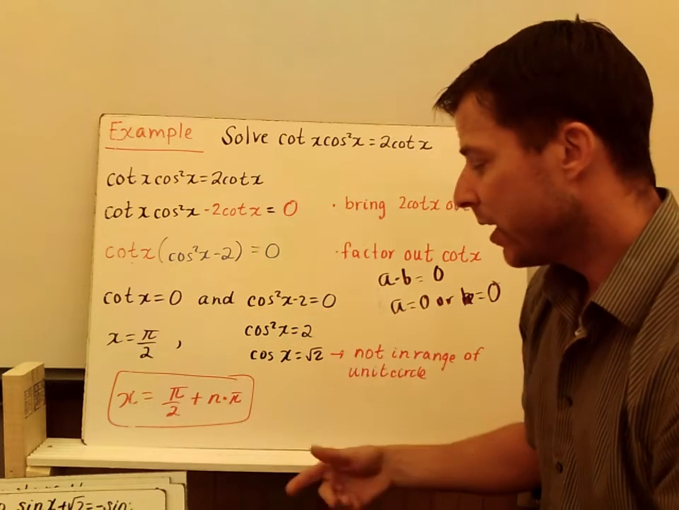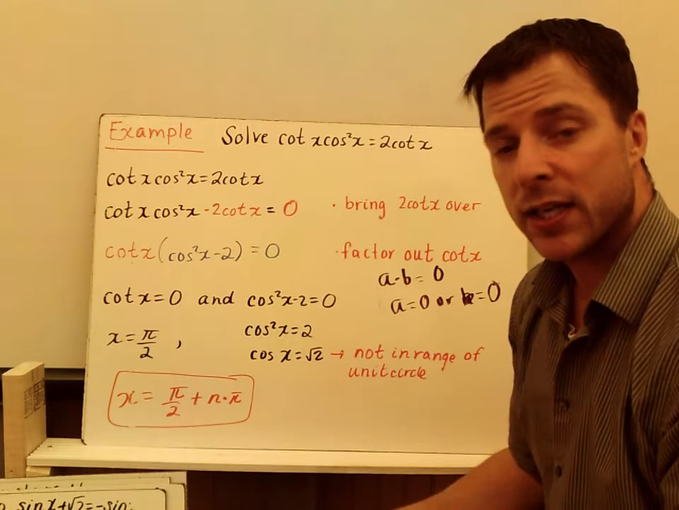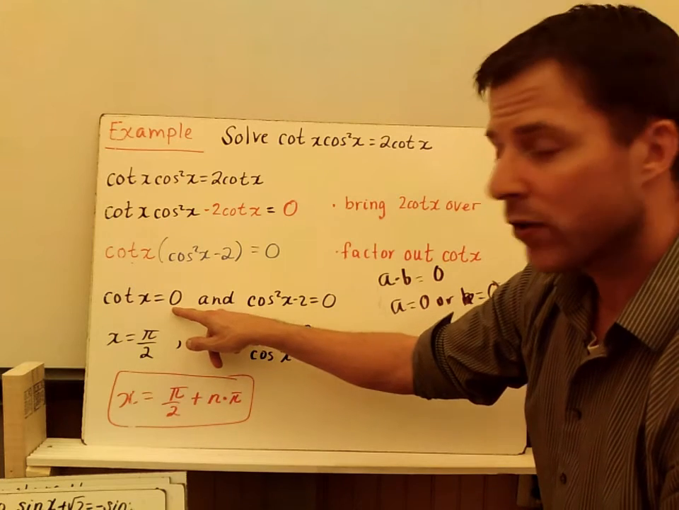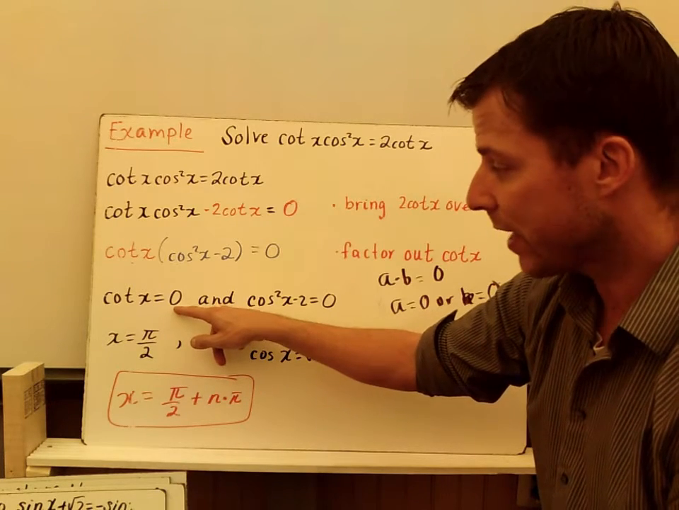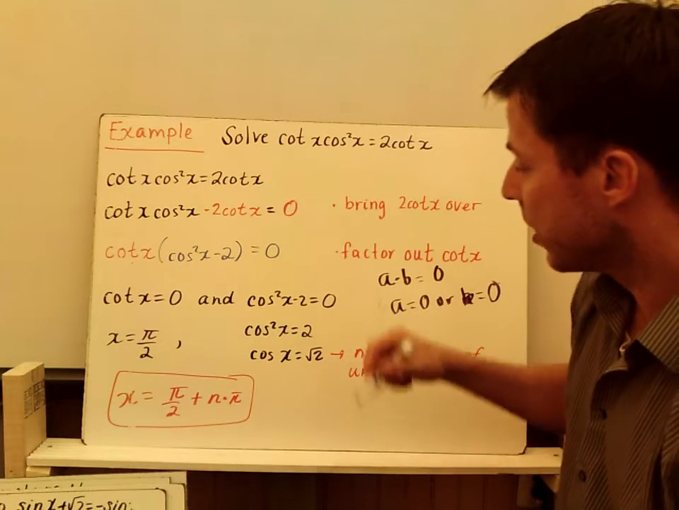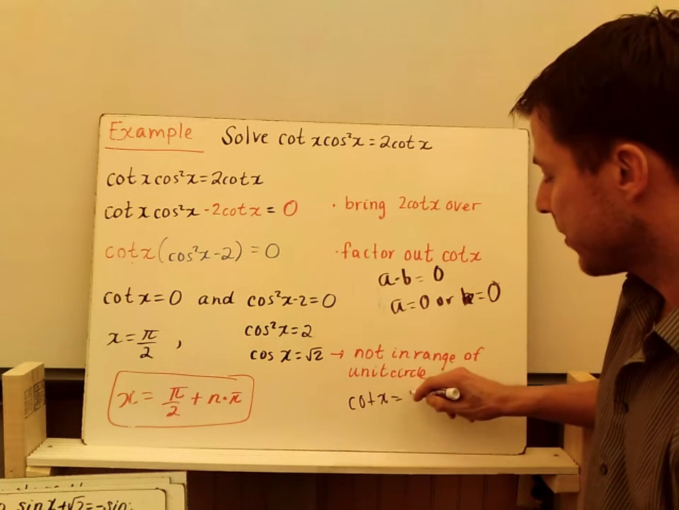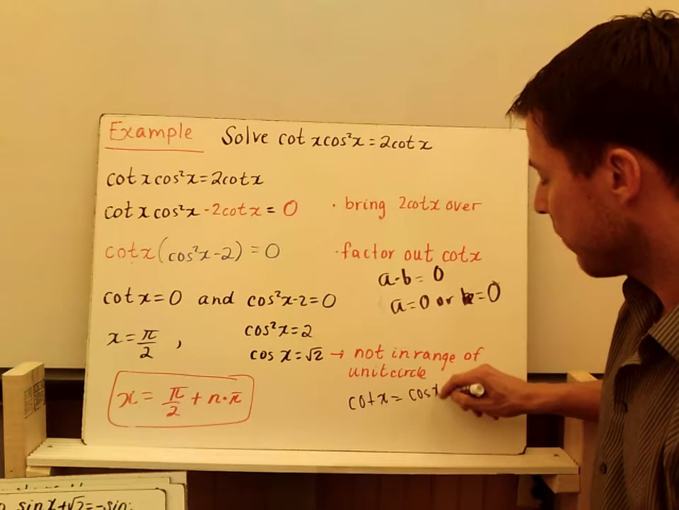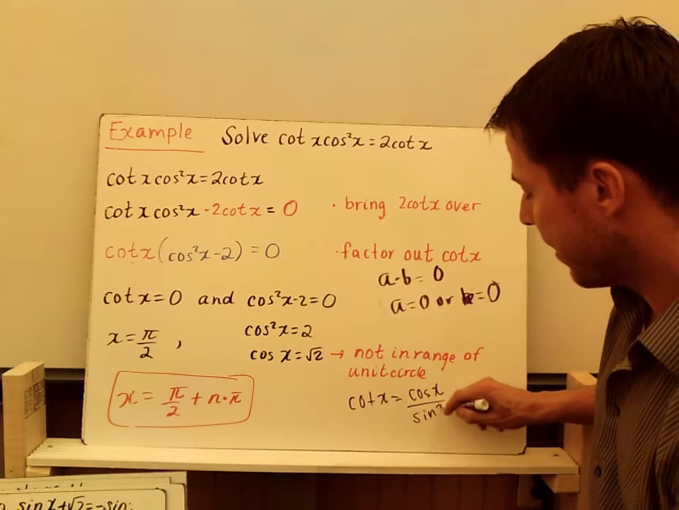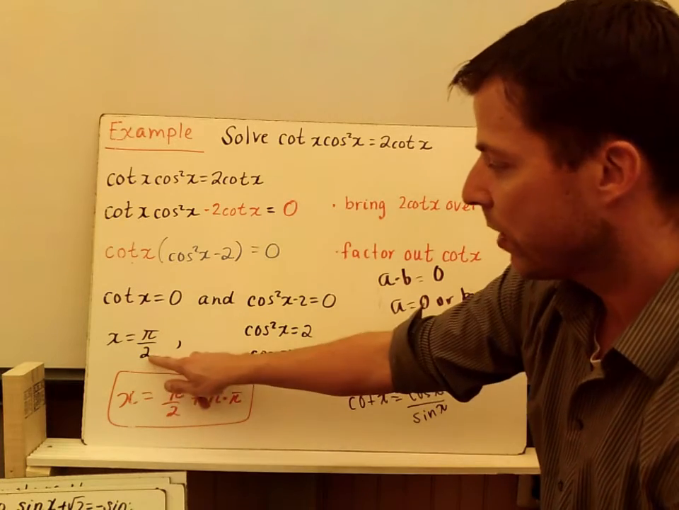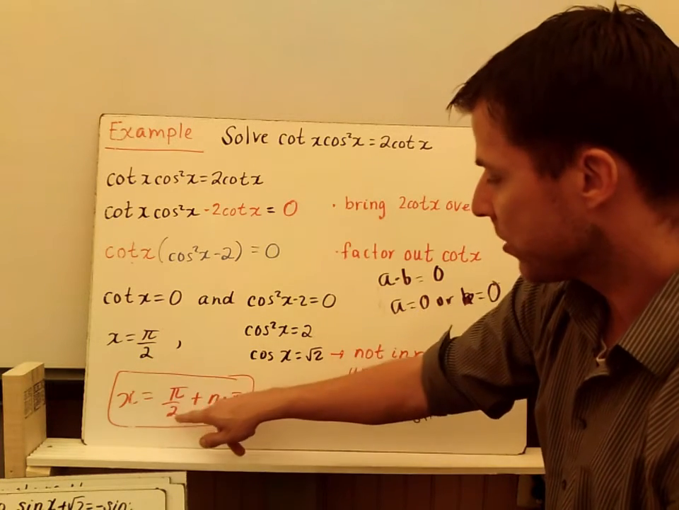Now, cotangent is cosine x over sine of x. So we're looking for where cosine is 0 in order to make that fraction 0. So what I mean here is cotangent of x equals cosine of x over sine of x. To make any fraction 0, the numerator has to be 0. So cosine of x is 0 at pi over 2. Okay, so that's our first answer.